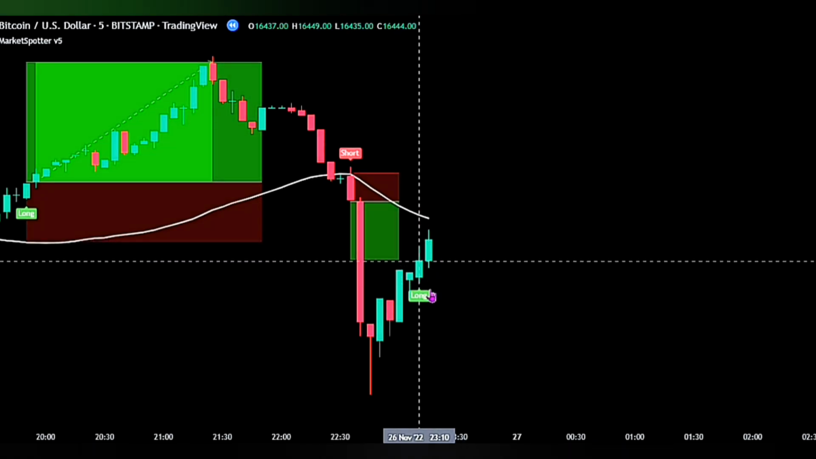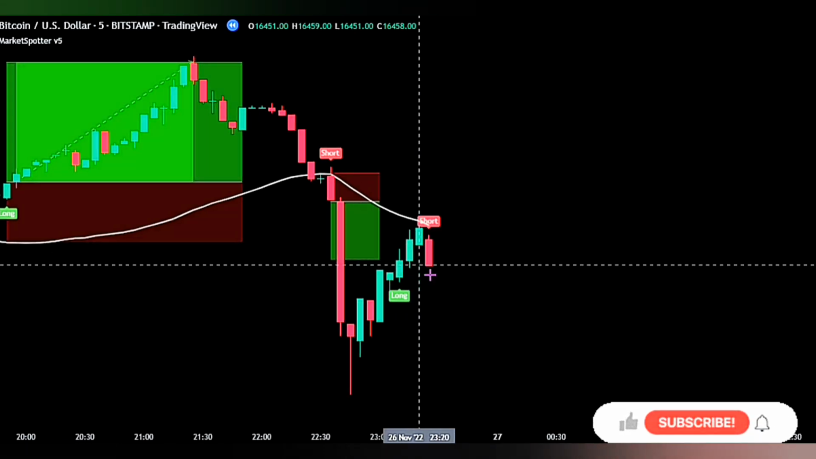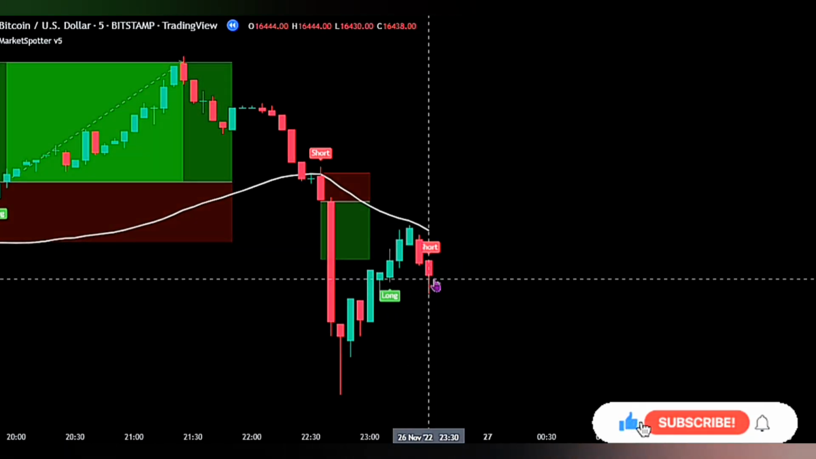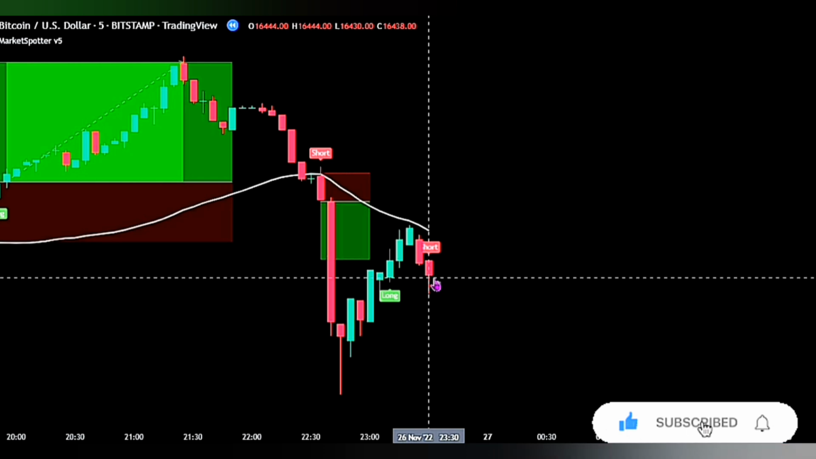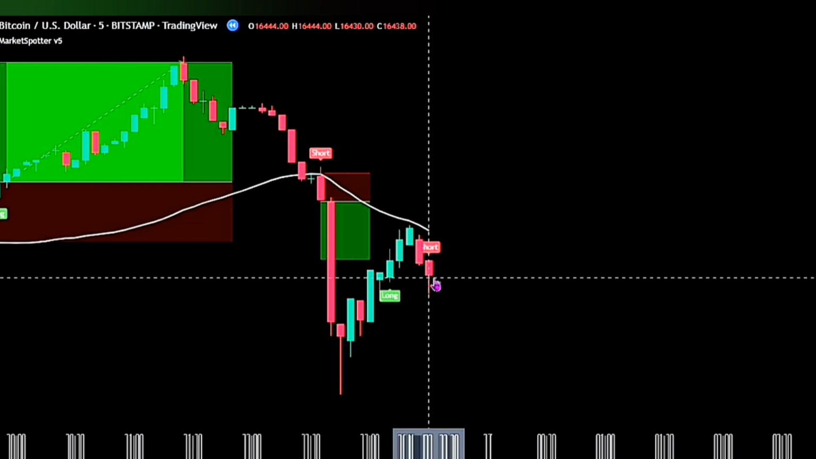Now this next long position is not valid as price is still below the moving average. And this short position is invalid as well as we take trades once per moving average cross. Okay guys, let's now backtest our strategy with an account size of $1,000 as we would be going over 200 backtested trades as well as risking 1% of account size on each trade. Let's dive into it.